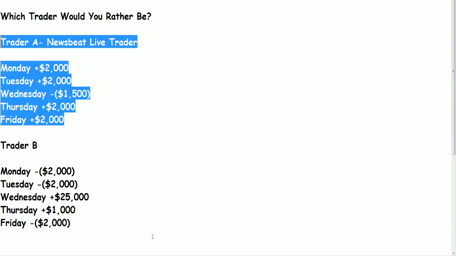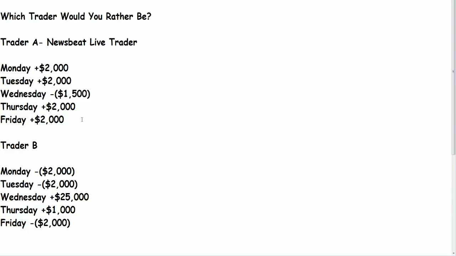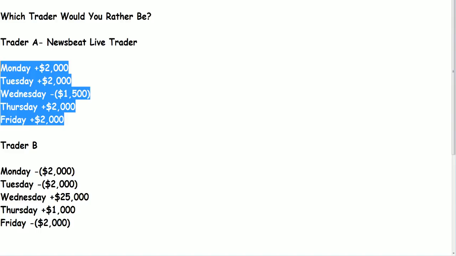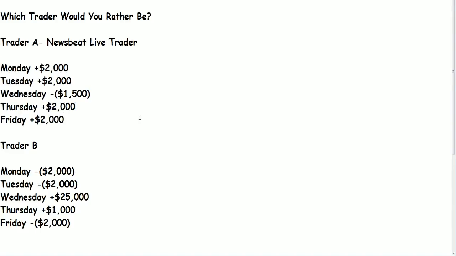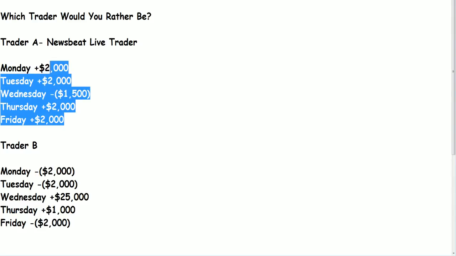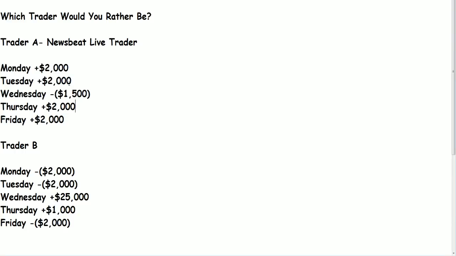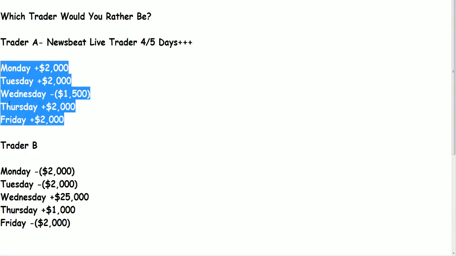Now, granted, my numbers might be a little higher, but your numbers might be a little lower. Your numbers might be higher than mine. There are traders in this room who make a lot more money than me. Significantly more money than me. But the consistency to be right 4 out of 5 days, 80% of the time, this is all I care about.